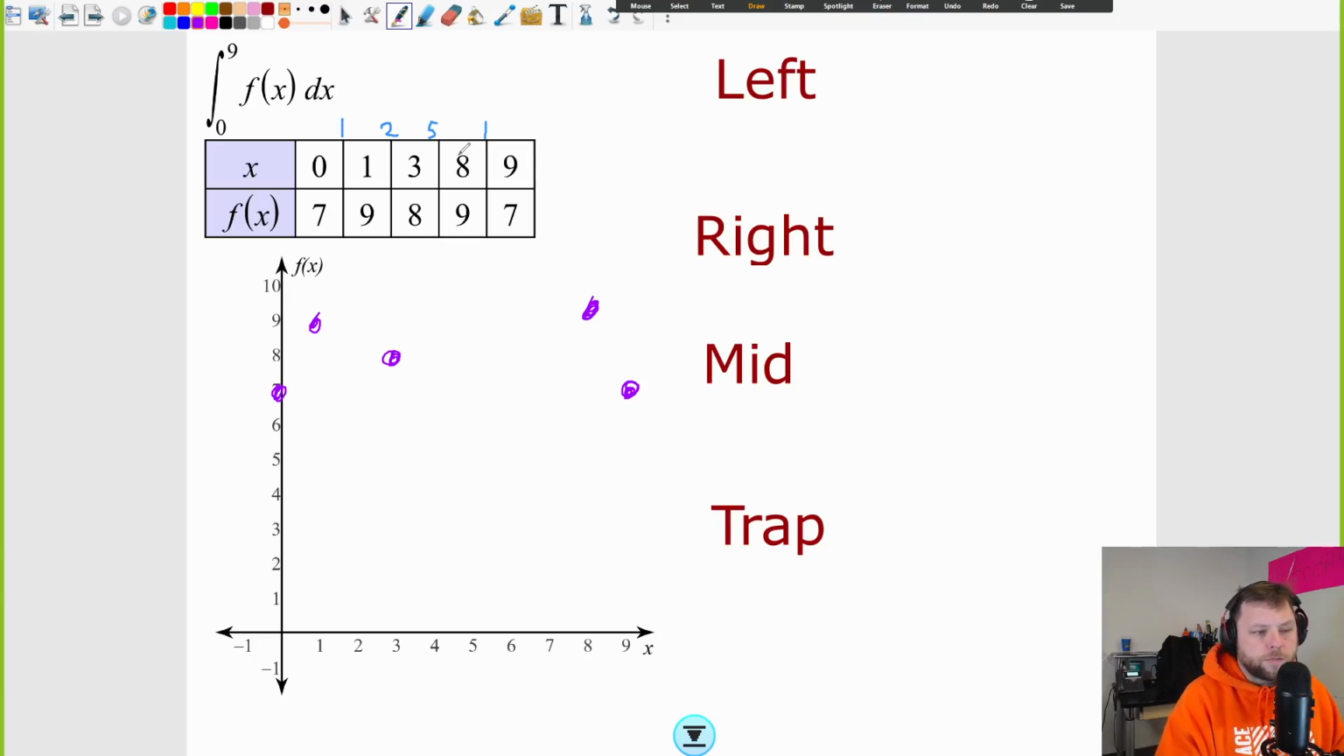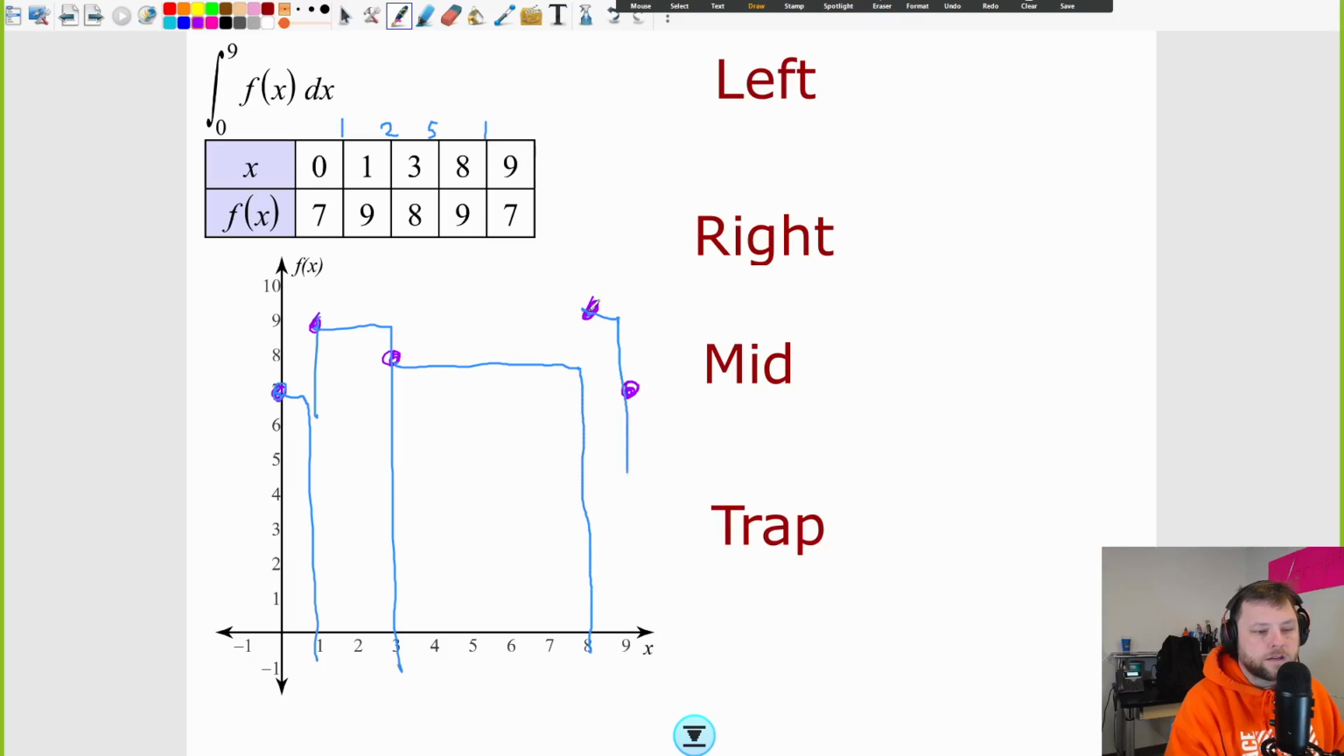Now, let's do an approximation of a left-hand Riemann sum. So if I do a left-hand sum, it's going to be based off these left-hand rectangles. It's going to look like this. And then this one's going to go like that. Perfect, right? Left-hand Riemann sums.